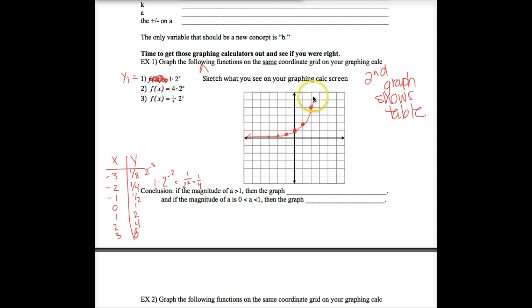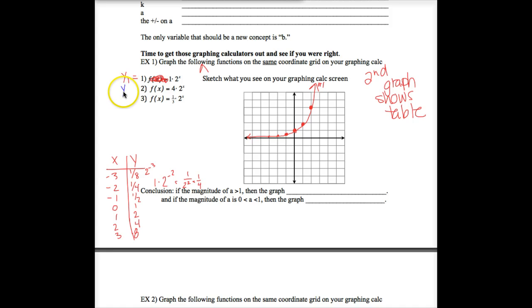If you scroll in your table and you keep going and going and going, it never actually crosses below that axis. It stays above it, gets closer and closer and closer, but never crosses it. So my asymptote here is the line y equals 0, or the x-axis. All right, so now let's graph my other ones here.